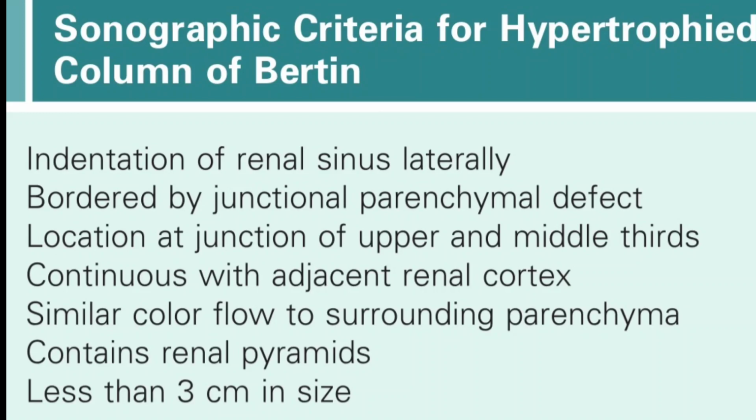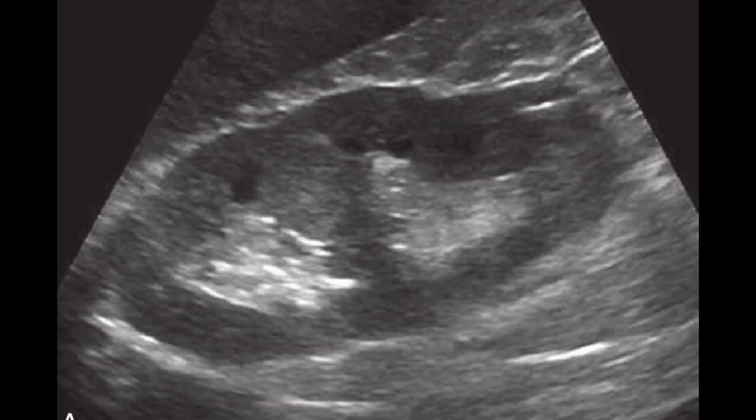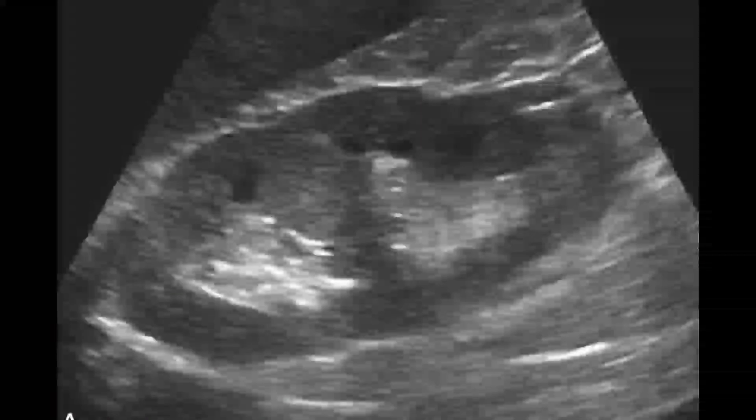There will be no discontinuity, which makes it different from a renal mass. It shows a similar color flow to the surrounding parenchyma. If you apply the Doppler signal, it will show in both the column of Bertin and the parenchyma, and it will also contain renal pyramids. This should be less than 3 centimeters in size.